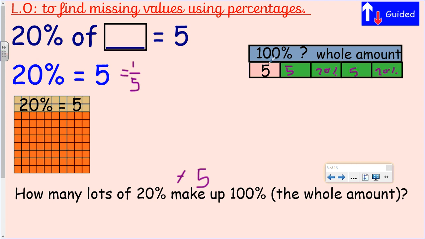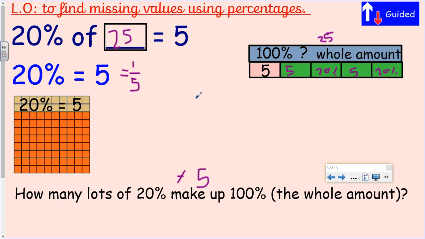So I've got 5 lots of 5. So 20% of 25 is 5. Okay, 25 is the whole amount. 5 times 5, 25. Again, we'll prove that. So to find 20% of a number, I would divide by 10 and times by 2.